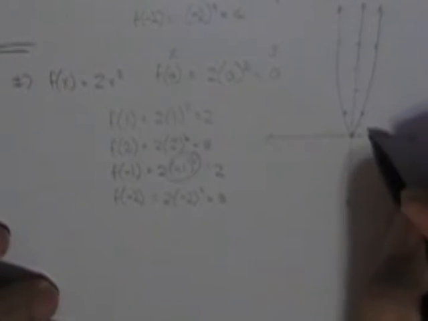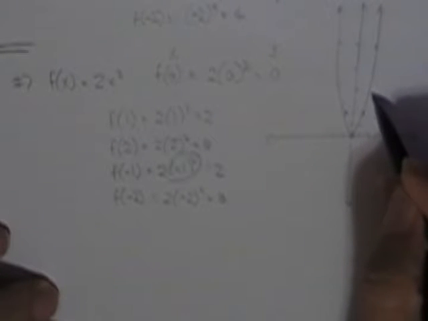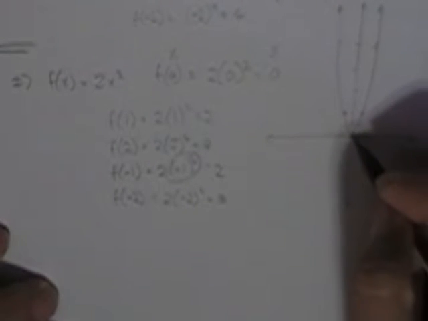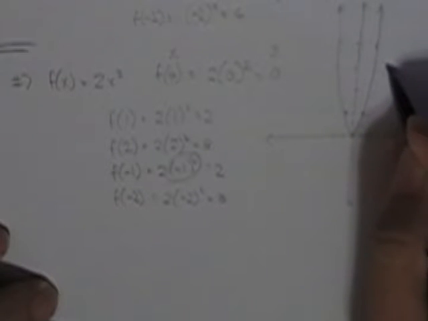Now your instructions said that they wanted a dotted line to show the standard x squared. Well, that's this guy right here. So we have 1 and 1, we have 2 and 4, negative 1 and 1, negative 2 and 4. So it's going to look something like this.